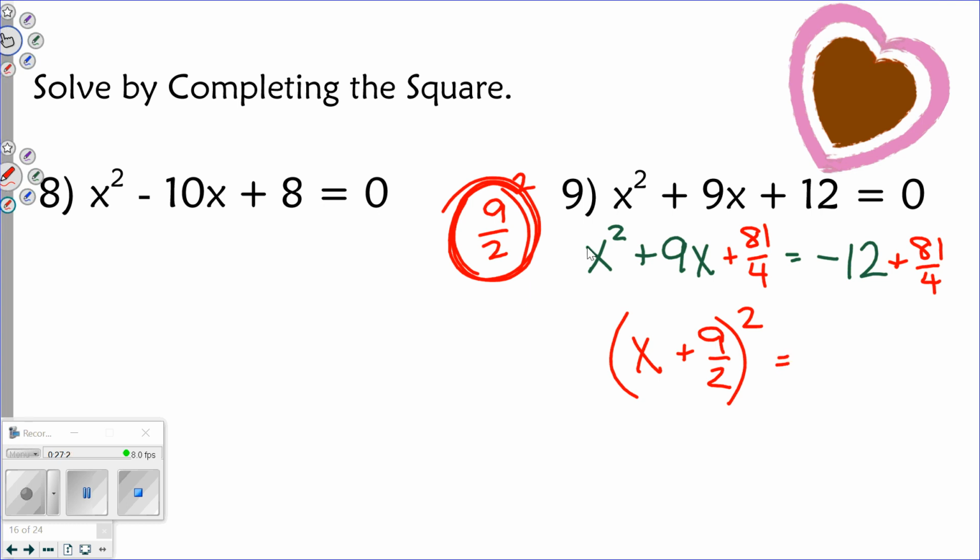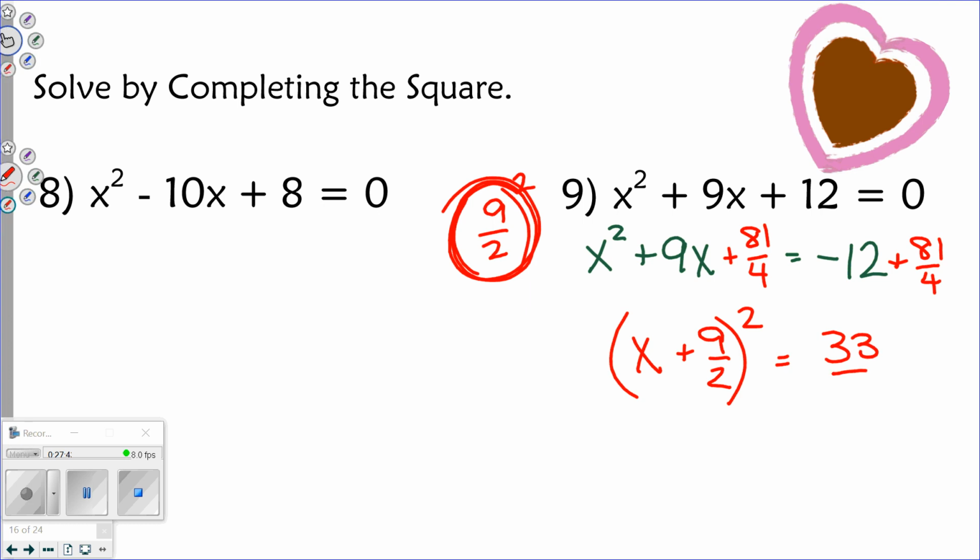Everybody have a calculator in front of them? Type it in. Don't make it harder on yourself than it has to be. Negative 12 plus 81 over 4. Yeah, guys, in real life, things don't come out pretty, so might as well get used to it. What is it? 33 over 4?